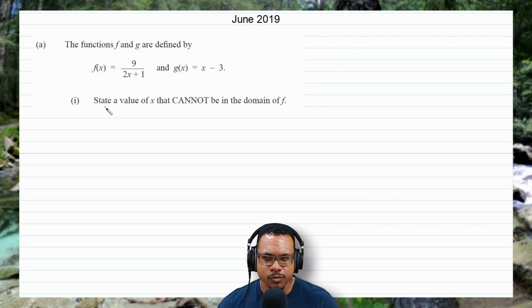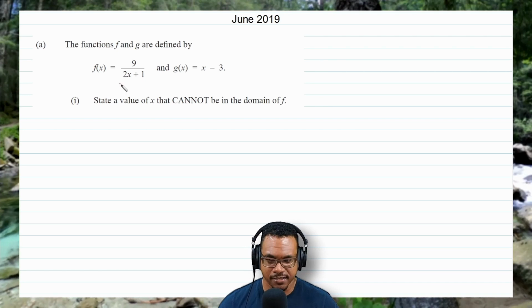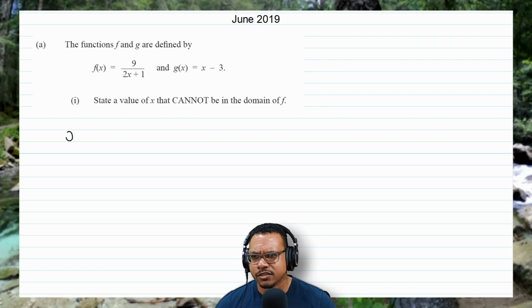Now for part 1, we want to state a value of x that cannot be in the domain of f. So this is the function f of x here, and we know the value of x that cannot be in the domain is the value of x that's not mapped, or the value of x for which the function is undefined. So that will mean taking the denominator and putting it equal to 0 and solving for x. So we'll have 2x plus 1 is equal to 0.